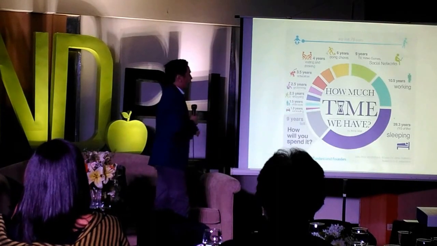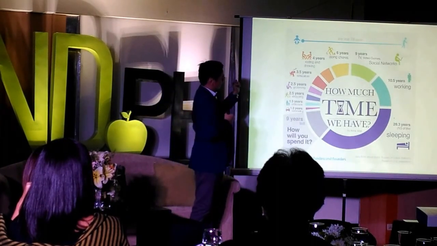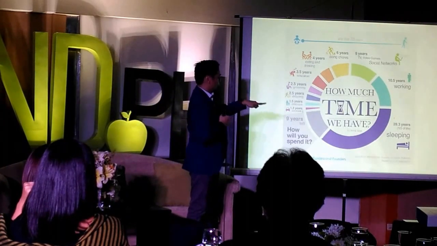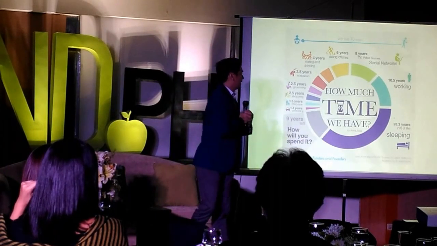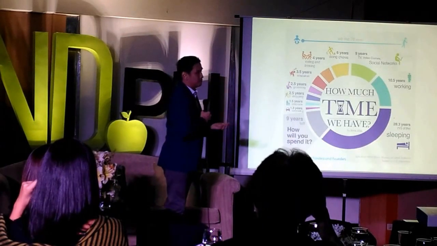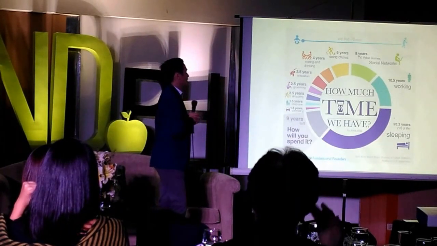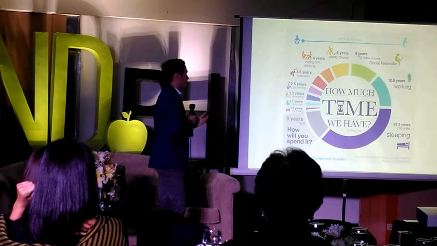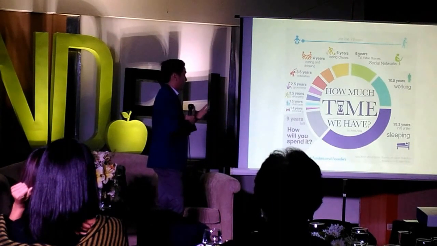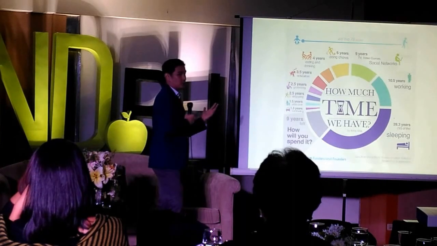So how much time are we going to have in 78 years? So there. 28.3 years sleeping, 10.5 years working, 9 years of TV, video games, social networks, Facebooking, no? 6 years of doing chores, 4 years of eating and drinking, 3.5 years of education, 2.5 years of grooming, 2.5 years of shopping.